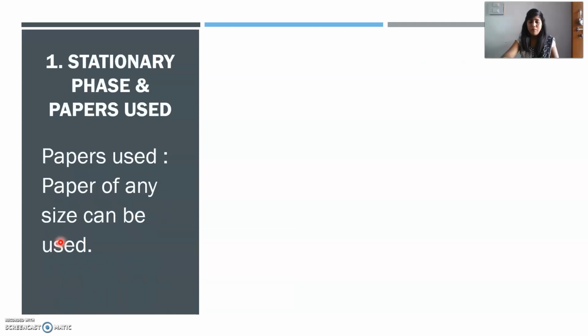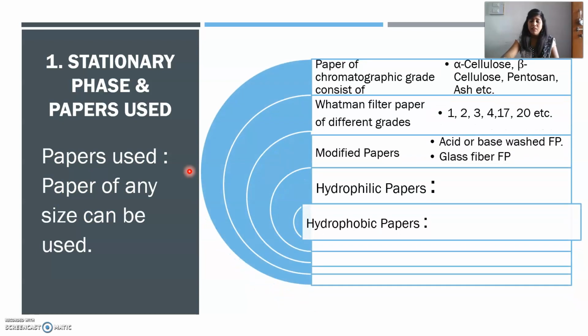Whatever the requirement of analysis is, depending on that, paper can be cut into different sizes and utilized. That means paper of any size can be utilized, and paper of chromatographic grade can be utilized by impregnation or modification of that paper using various compounds like alpha cellulose, beta cellulose, pentazocine, ash, and many more. With that, Whatman filter paper of different grades can be utilized for the paper chromatographic technique. Grades like grade 1, 2, 3, 4, 17, 20 and so on.